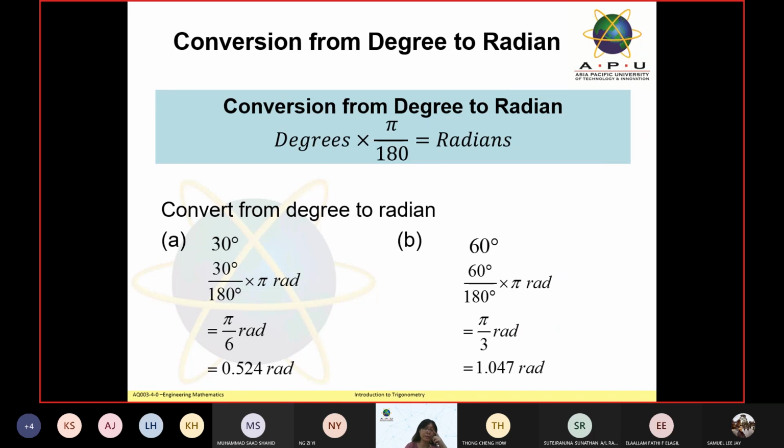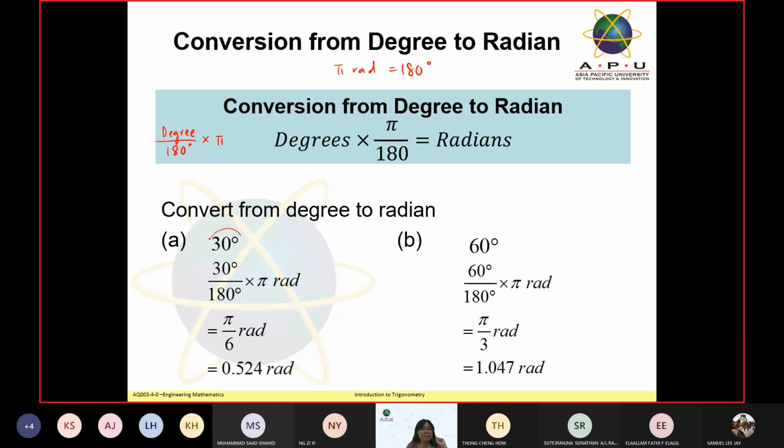Okay, next one. From degree to radian. Since 1 pi radian equals 180 degrees, the concept is like this. For the degree that you have, you multiply by pi over 180. In other words, I take degree divided by 180, then I multiply by pi. That's how I convert back to radian.